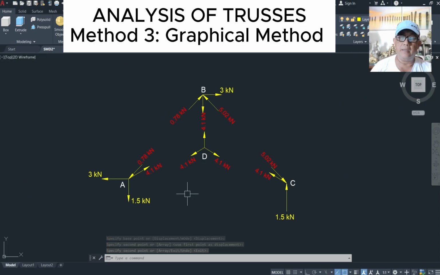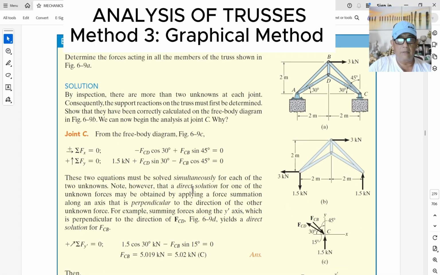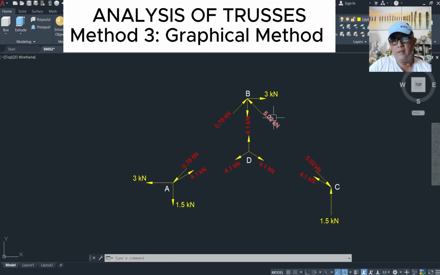So here are the forces acting on each member. AB is compressive at 0.78 kilonewtons. AD is 4.1 tensile. BD is 4.1 tensile. BC is 5.02 compressive. And DC is 4.1 tensile. Let's see if we get the correct answer. Go back here. The reactions are correct. How about this one? This is FCB or BC. It's 5.02 compression. Okay. So 5.02 compression. Correct.